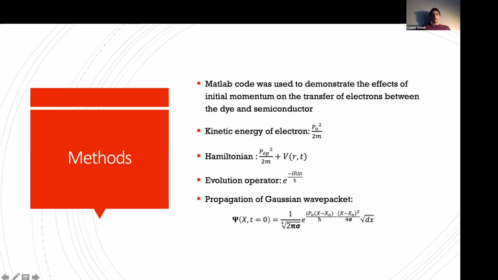Kinetic energy of the electron can just be described as momentum squared over 2m. Hamiltonian, the momentum operator squared over 2m plus the potential, the evolution operator, and then the propagation of the Gaussian wave packet.